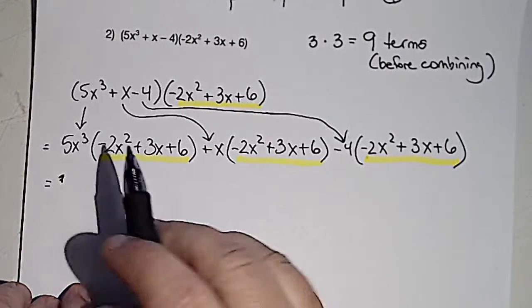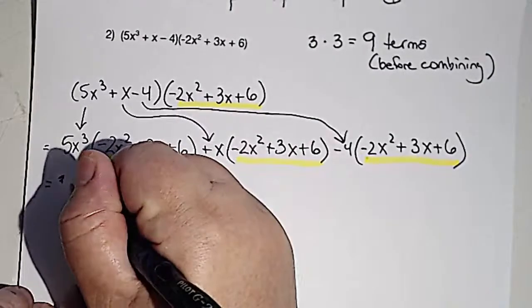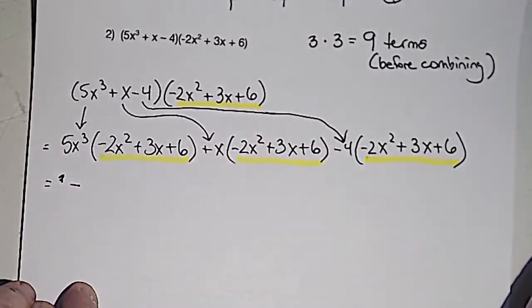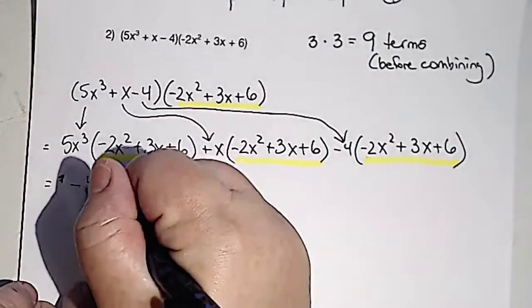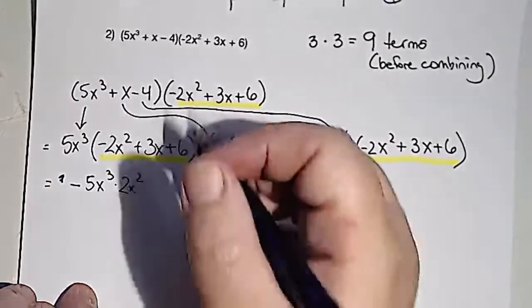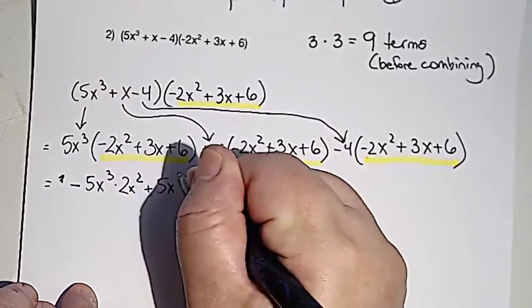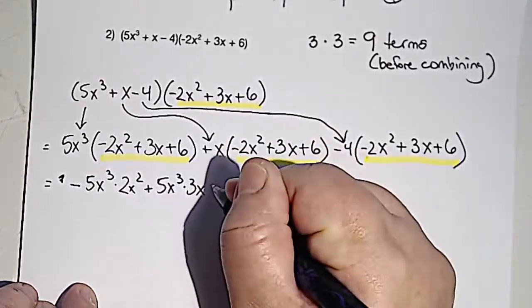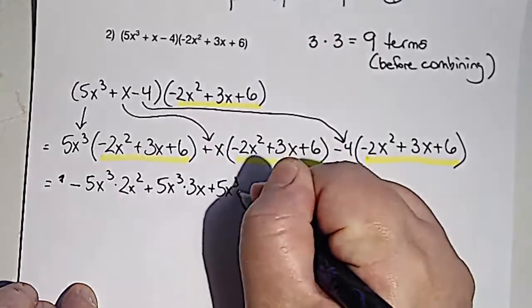Okay. So what I was going to say is that minus sign should come out first, because otherwise I will lose that thing so fast. 5x cubed times 2x squared. Okay, the rest of them are pluses. Plus 5x cubed times 3x plus 5x cubed times 6.